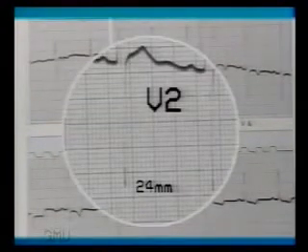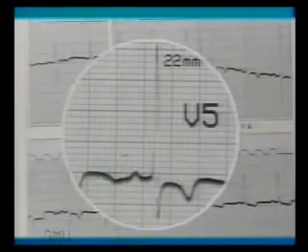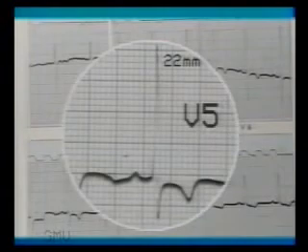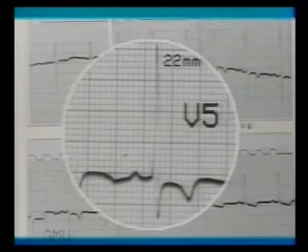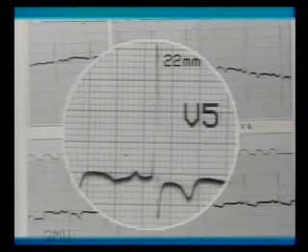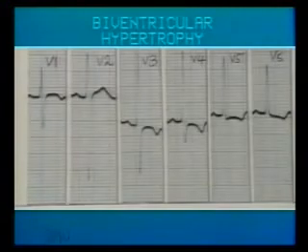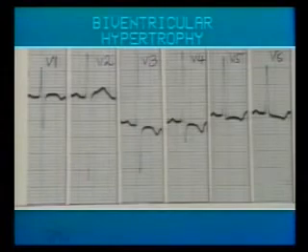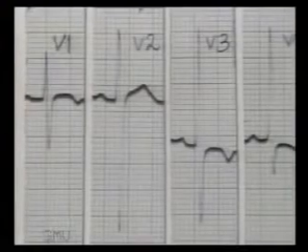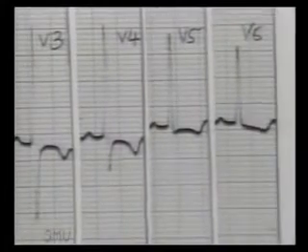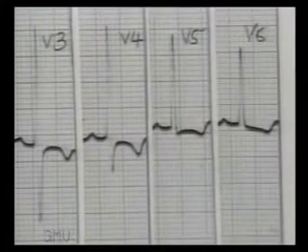SV2 is 24 millimeters. RV5 is 22 millimeters. Their total is 36 millimeters. So left ventricular hypertrophy is also present with strain. Once again, note the picture of biventricular hypertrophy. RV1 of right ventricle, SV1 and V2, and RV5 and V6 of left ventricle with strain pattern. Note again in close-up RV1, SV2, tall R waves in V5 and V6 with strain pattern.